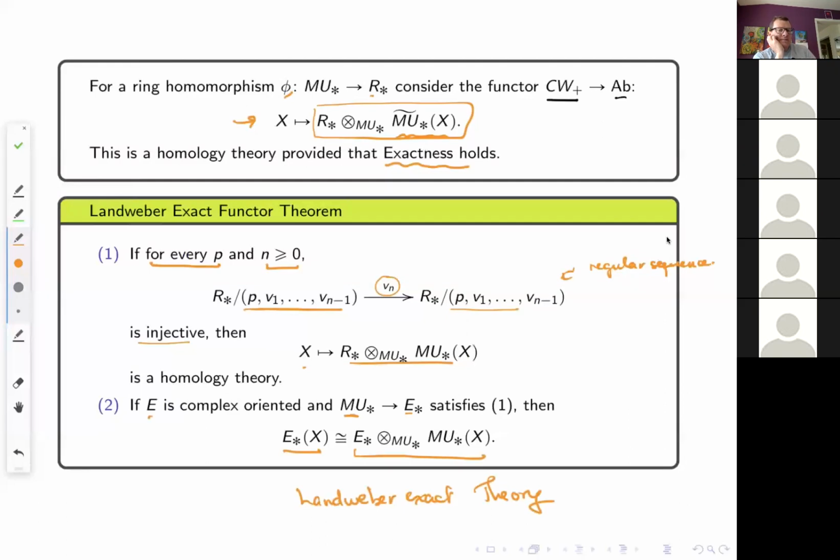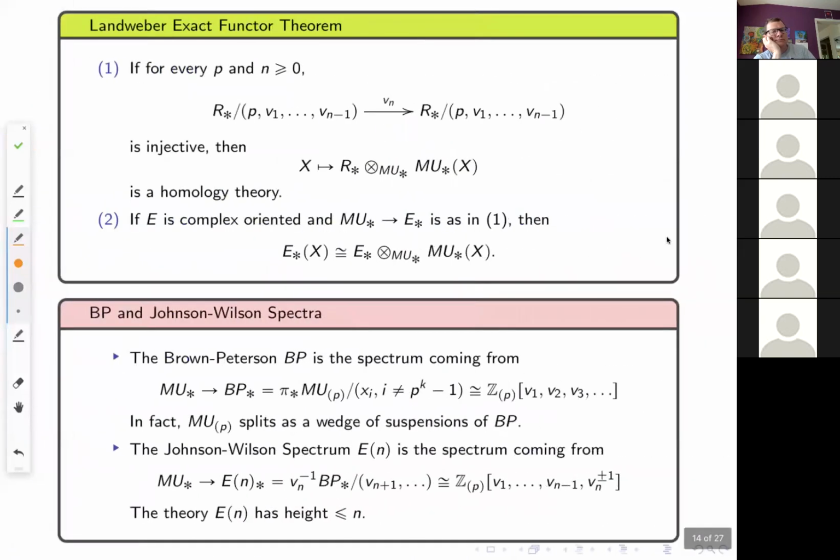So that's the Landweber exact functor theorem. I'm going to switch slides, but this whole piece here will stay at the top of the next slide, so that we can think about it while we're reviewing things. That's the same thing that I just annotated. Okay, so here are some examples.